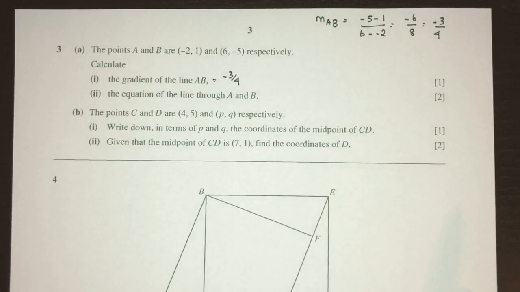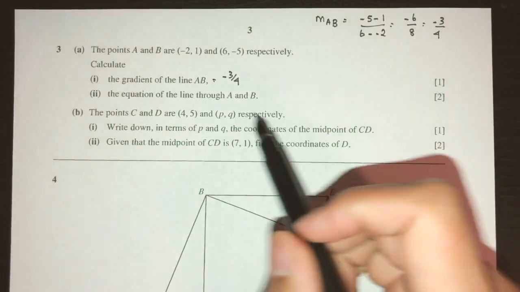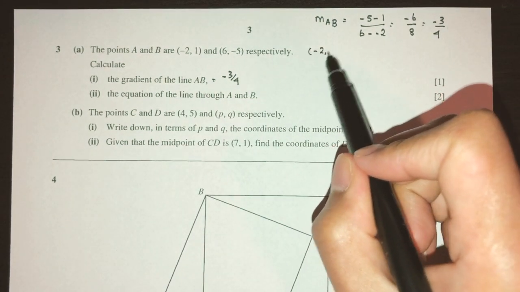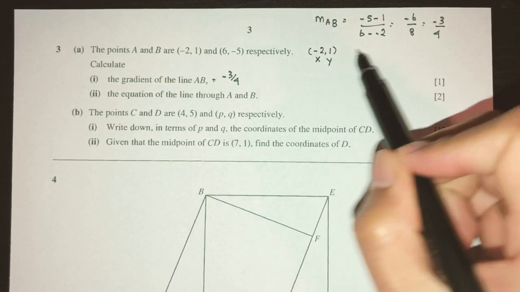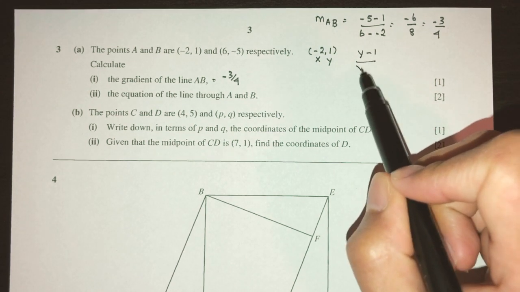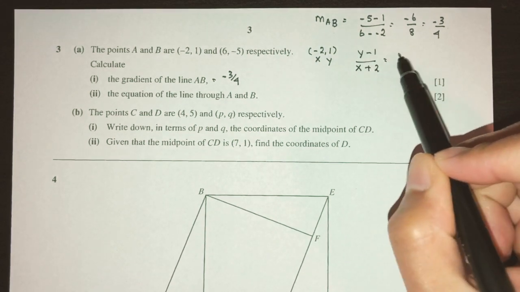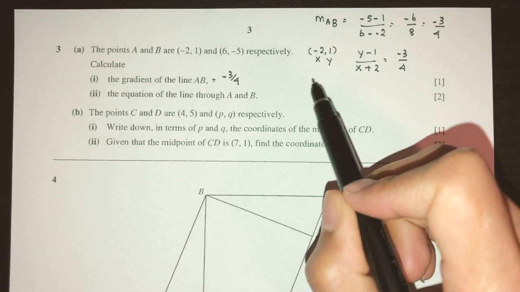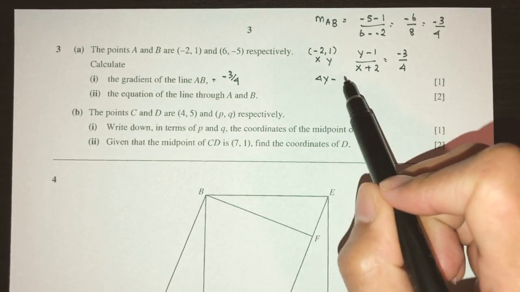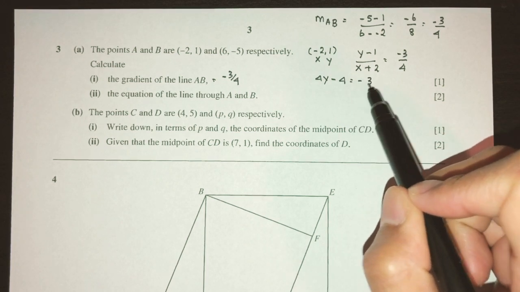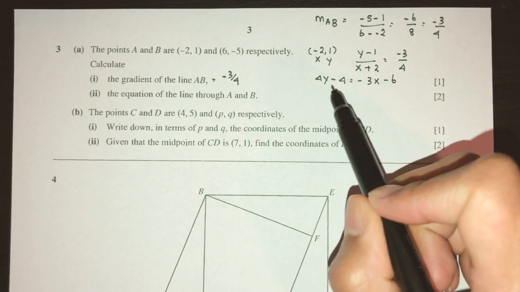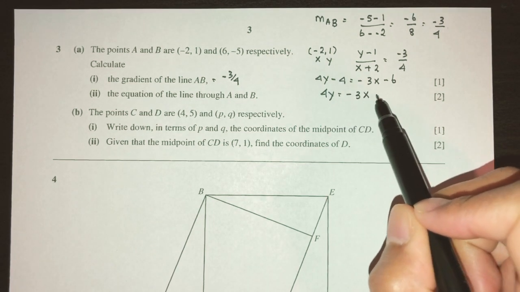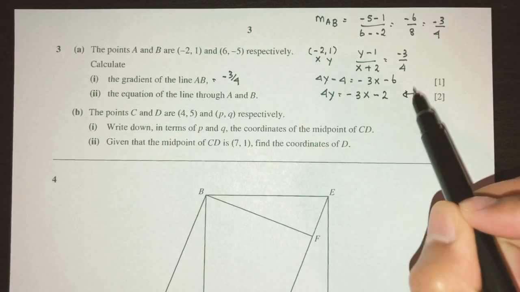Then we have to find the equation of the line through AB. So to find the equation, we have to use a passing point. So let's use a point minus 2, 1, so y minus 1 over x plus 2. That will be minus 3 over 4, which is the gradient. So we cross multiply, you will have 4y minus 4 equal to minus 3x minus 6. So 4y equal to minus 3x minus 2. That will be your answer for this one.